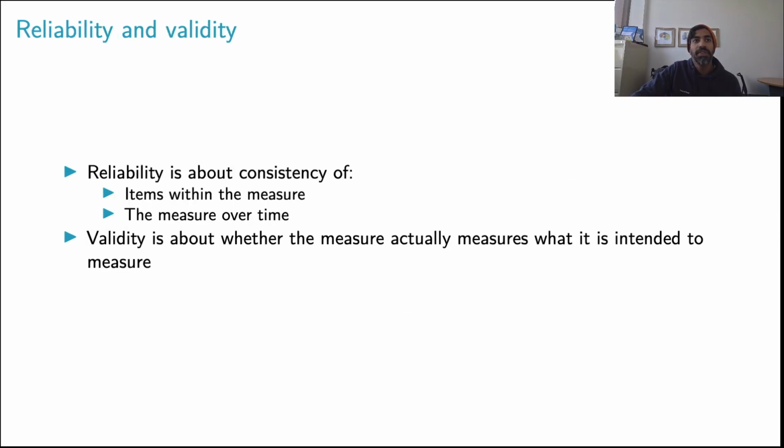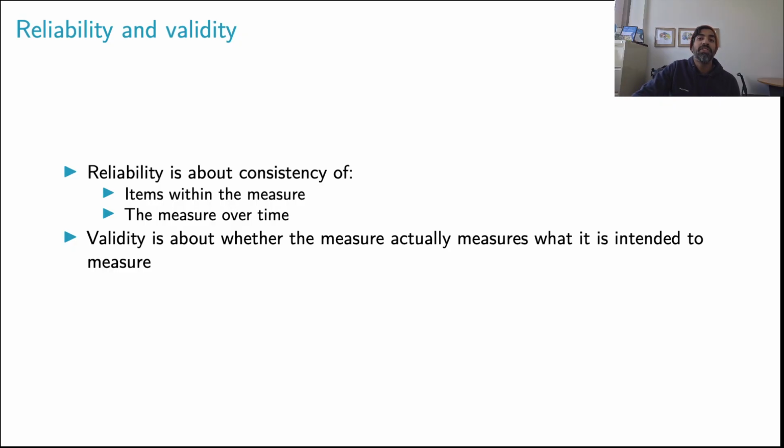And we talked a lot about reliability and validity. Reliability is about the consistency. So when I say reliability, you should be thinking repeatability. So in the sense of consistency of the items within the measure, so how the items are actually measuring the same construct, and the measure over time. When you measure something over time, is it measuring the same thing?